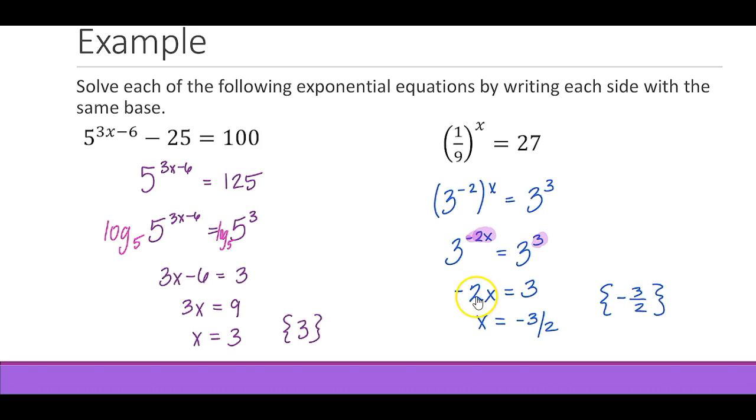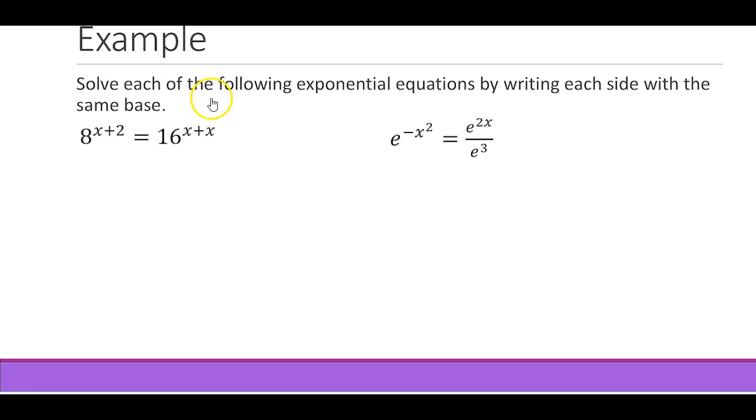And again, the nice part is I don't have to check. These next examples still have the same set of instructions. We want to solve by writing each side with the same base. So here I have 8 to the quantity x plus 2 equals 16 to the x plus x. Well, first things first, I can add the two x's in the exponent together. So what I have is 8 to the quantity x plus 2 equals 16 to the 2x. X plus x is 2x.